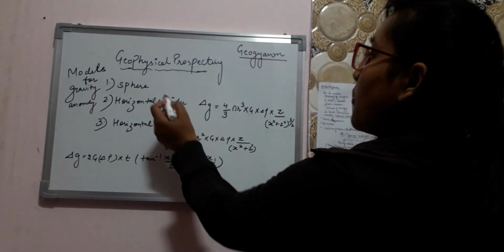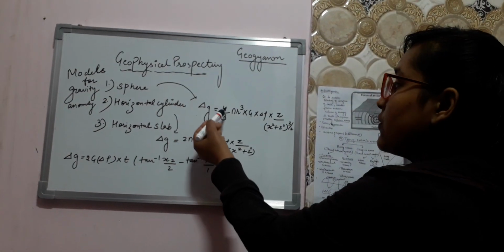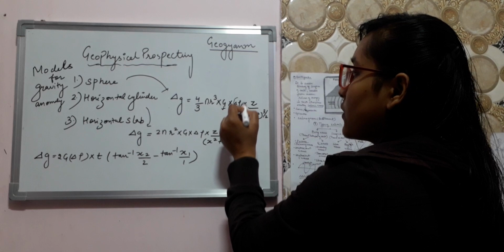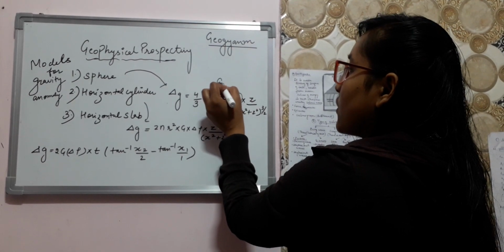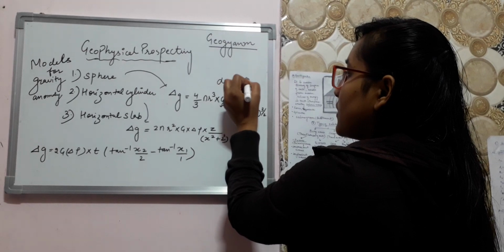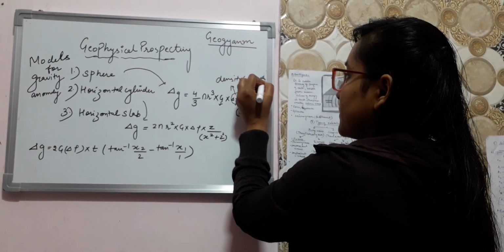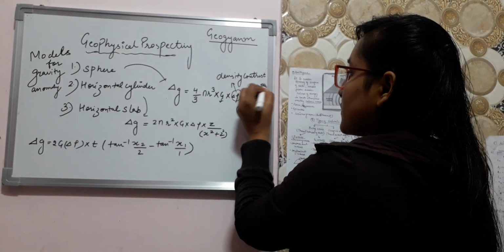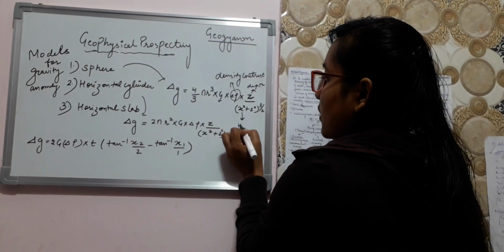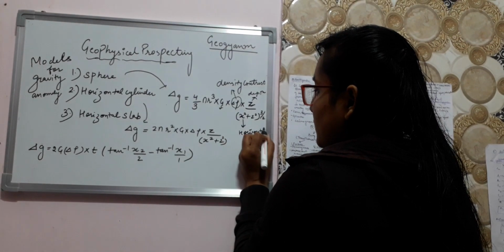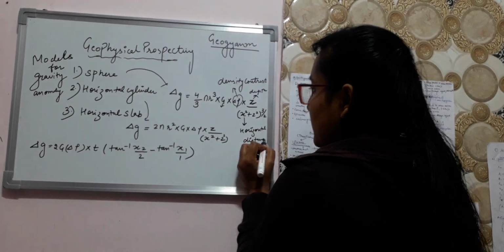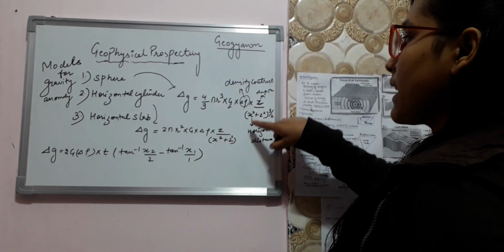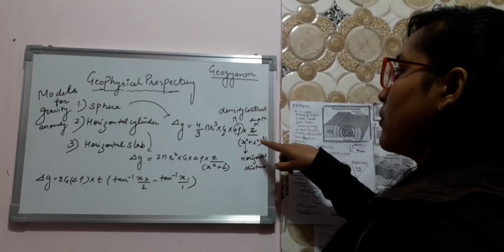So this is the formula for the sphere. Delta G equals 4 by 3 pi r cube into G, this is our gravitational constant. Delta rho, this is the density contrast, and Z is the depth, and x will be the horizontal distance. So this is 4 by 3 pi r cube into G into delta rho into Z upon (x square plus Z square) whole bracket to the power 3 by 2.